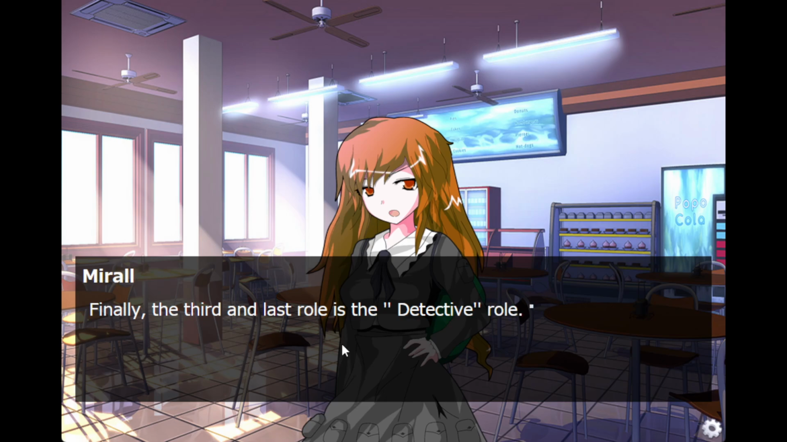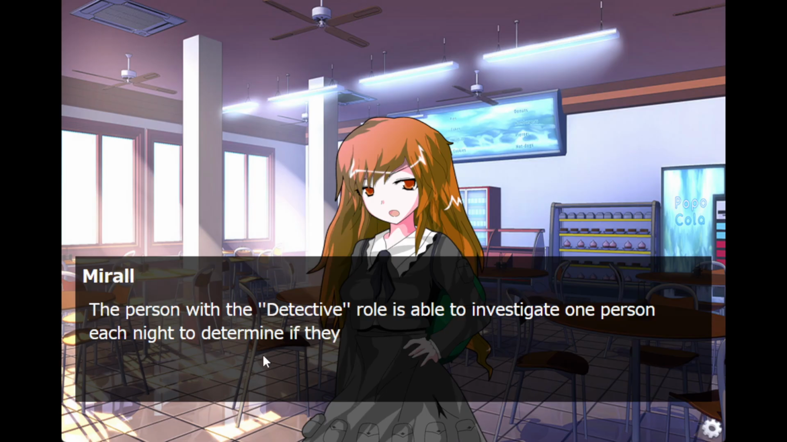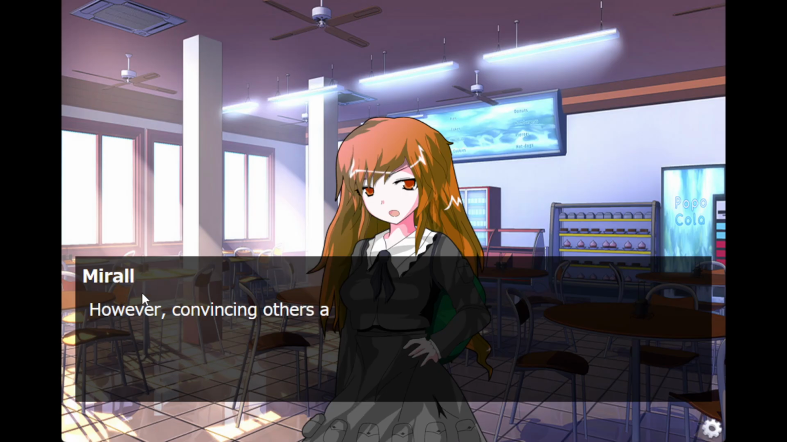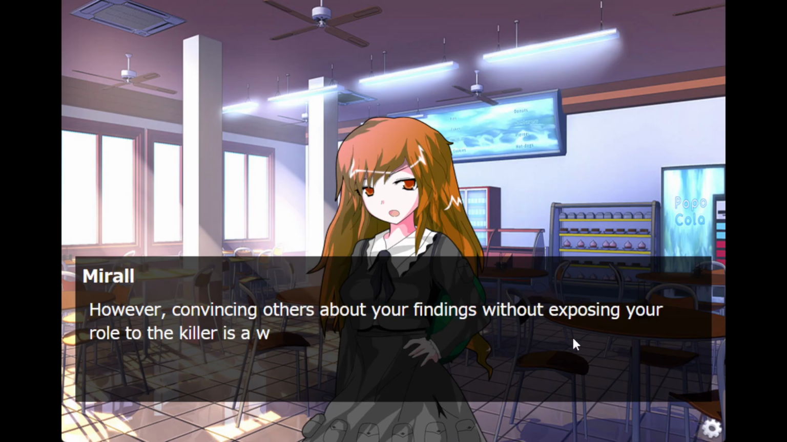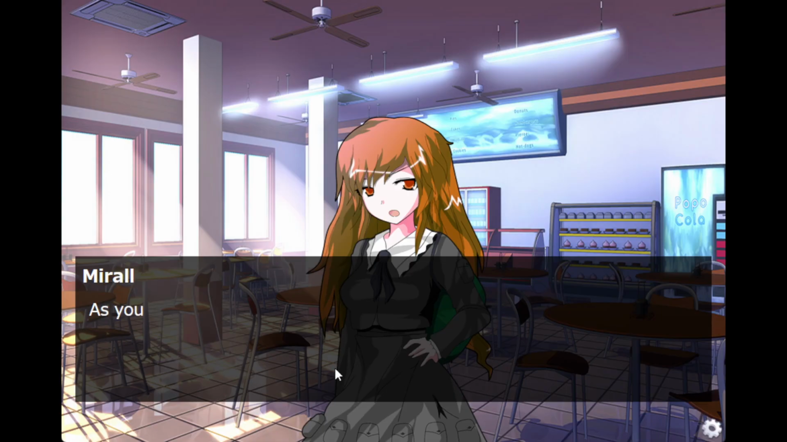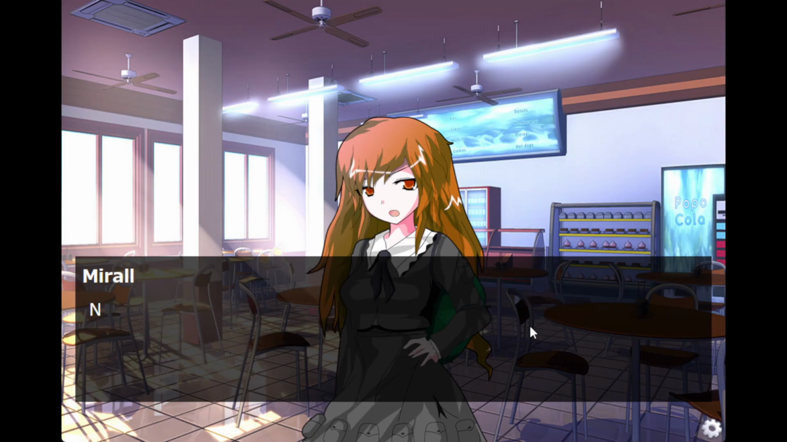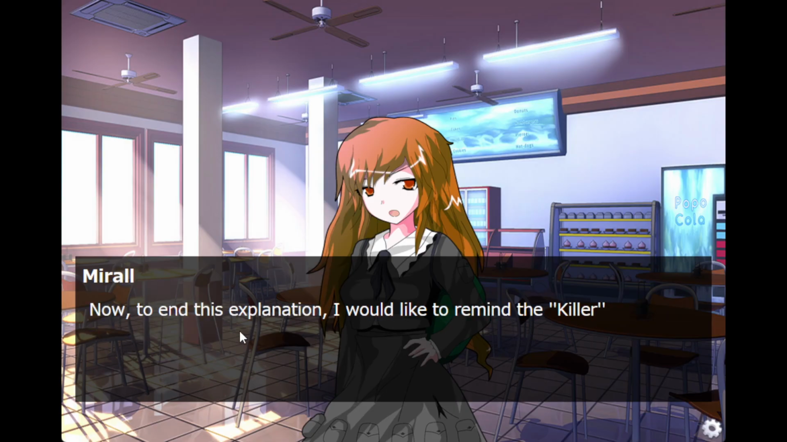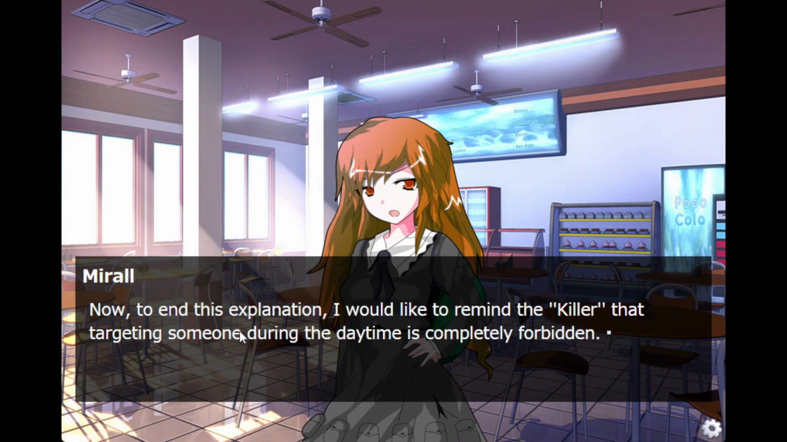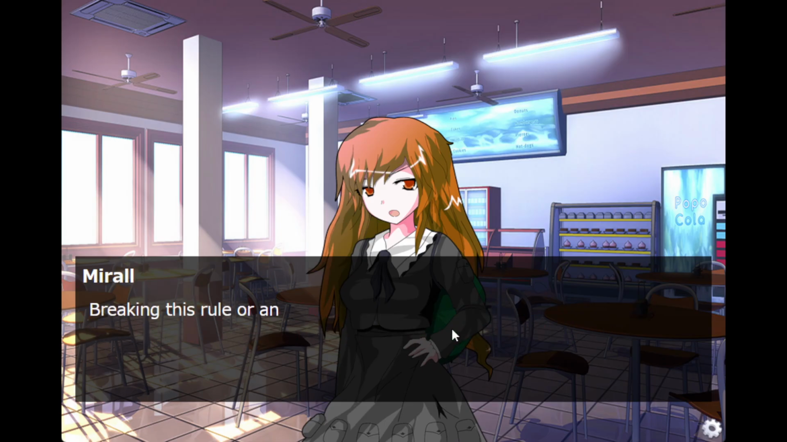Finally, the third and last role is the detective role. The person with the detective role is able to investigate one person each night to determine if they are the killer or not. This role did not do anything in the last game. However, convincing others about your findings without exposing your role to the killer is a whole other matter. As you can see, each role has its advantages and disadvantages, ensuring a fair trial. Now, to end this explanation, I would like to remind the killer that targeting someone during the daytime is completely forbidden.